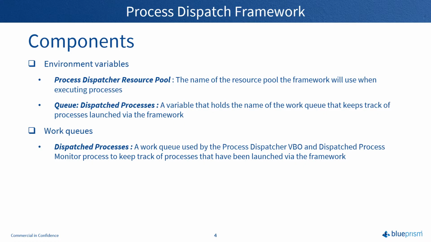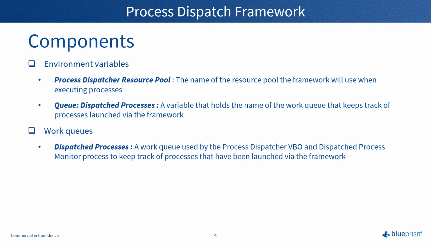Process Dispatcher Resource Pool is the name of the resource pool the framework will use when executing processes. This framework relies on the use of a resource pool to support the execution of multiple processes in parallel. It is recommended that you create a dedicated resource pool with enough runtime resources to handle your projected volume of concurrent processes. For testing purposes, you may configure the resource pool with a single resource PC.